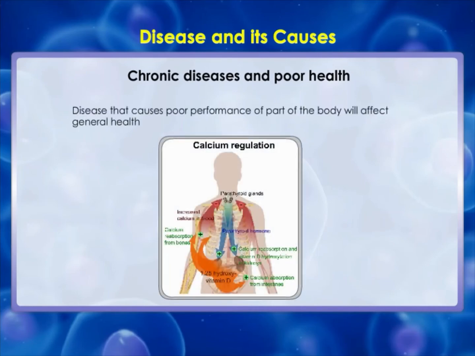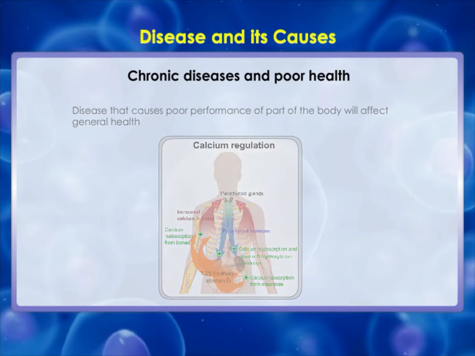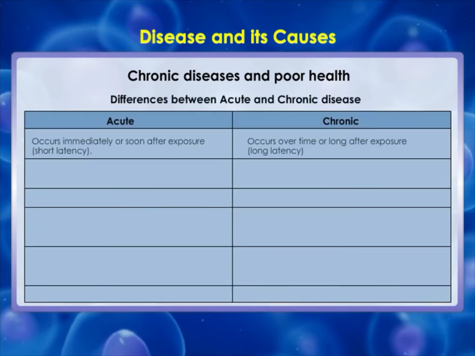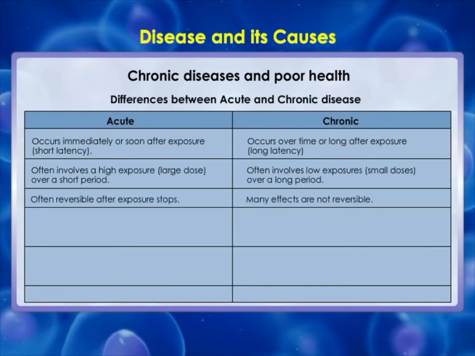Any disease that causes poor functioning of some part of the body will affect our general health as well. This is because all functions of the body are necessary for general health. But an acute disease, which is over very soon, will not have time to cause major effects on general health, while a chronic disease will do so. Let's look at differences between acute and chronic disease.